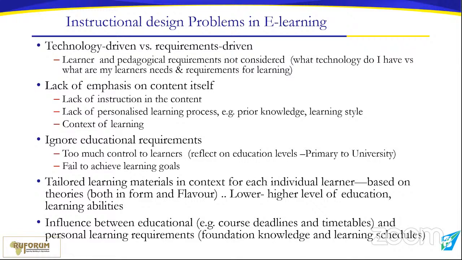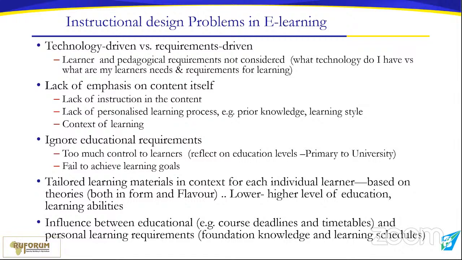Then there should be tailored learning materials in the context of each learner and based on theories, in form and flavor. So for example, if someone would like to have learning in the form of music, that's a form, but there are different flavors of music. Which music? Is it country music or R&B and so on? So you can see the form is the means, but the flavor is very context sensitive to that particular learner.